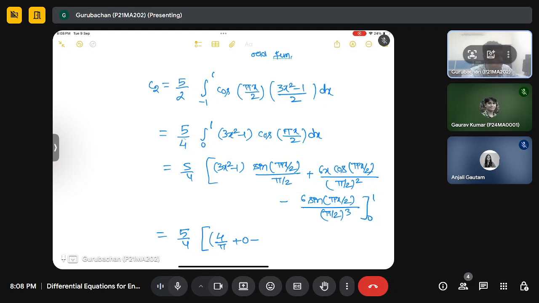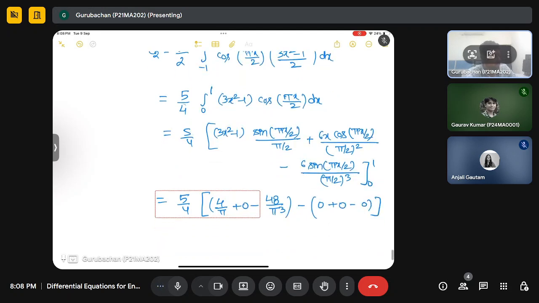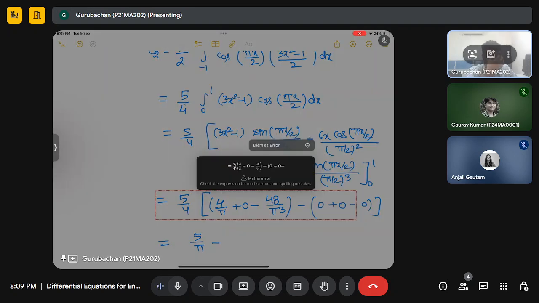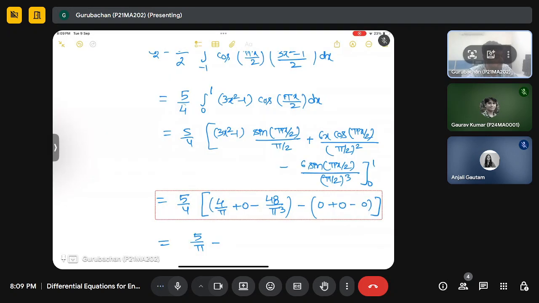Here it will contribute 2 to the power 3, that is 8. So 48/π^3 with negative sign. When you substitute 0, this expression will be 0, this expression will be 0 and the last expression will be 0. So you will get this quantity. So this is 5/π minus, if you solve it, 12 times 5 is 60, so 60/π^3.